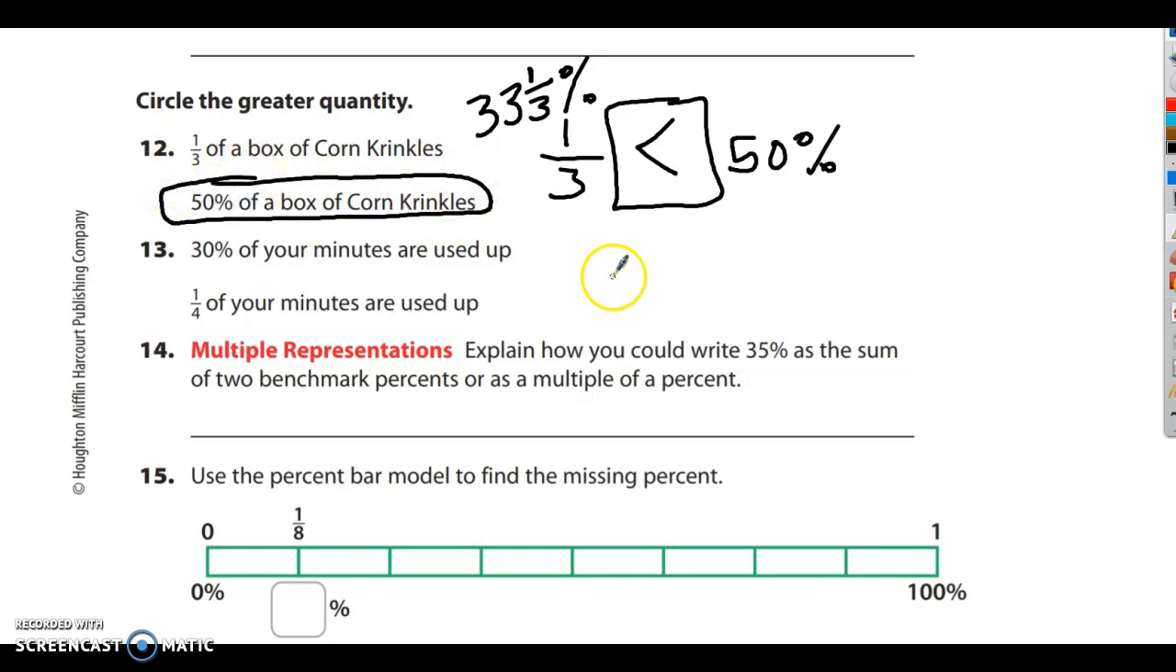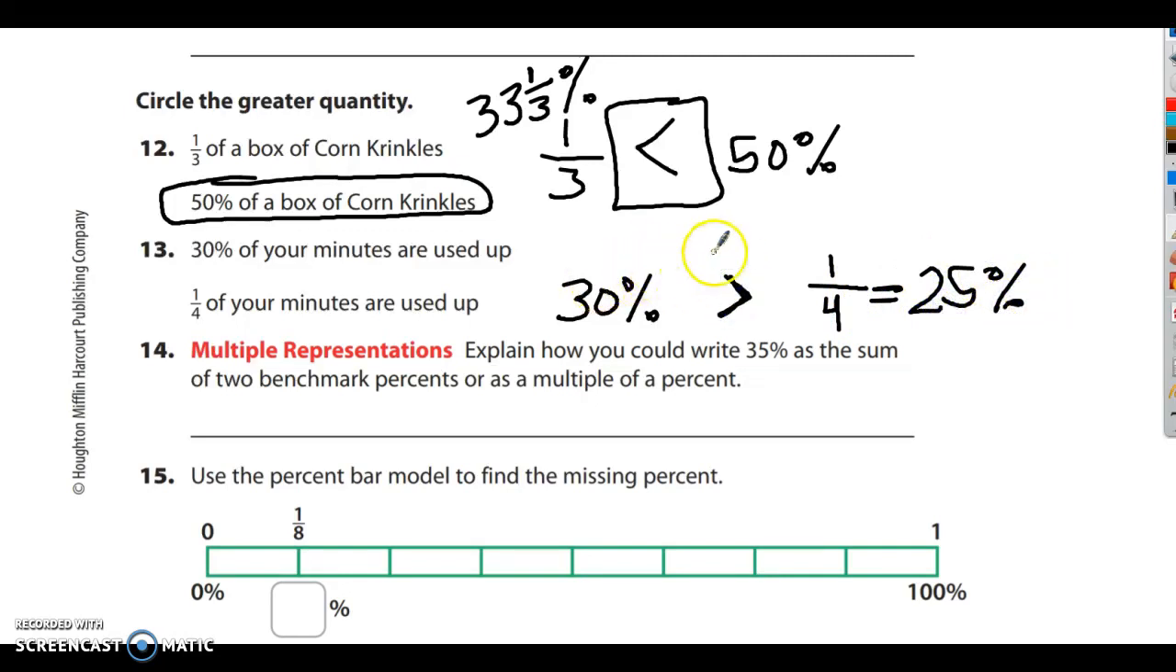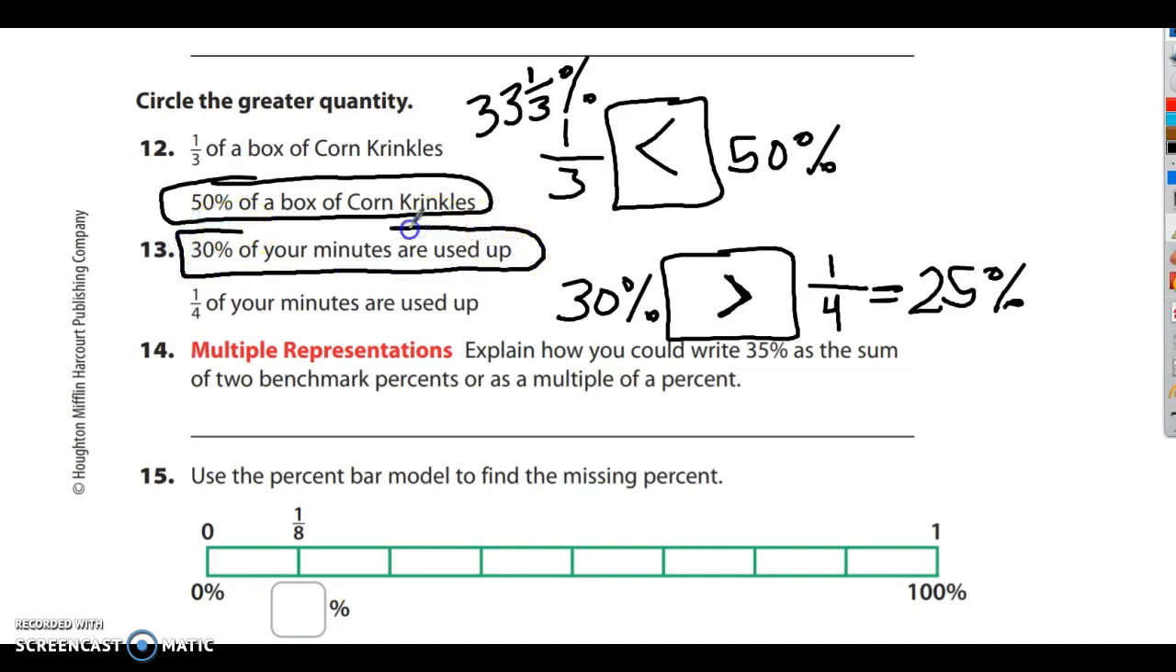And on number 13, we've got 30%. We're comparing that to a fourth, and a fourth is 25%. So we don't have to guess. 30% is greater than 25%, than 1/4. So I'm going to circle this one right here. Okay, we were supposed to circle the greater quantity.